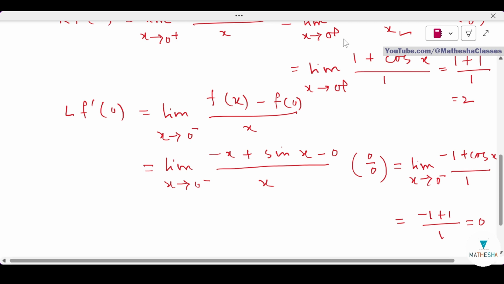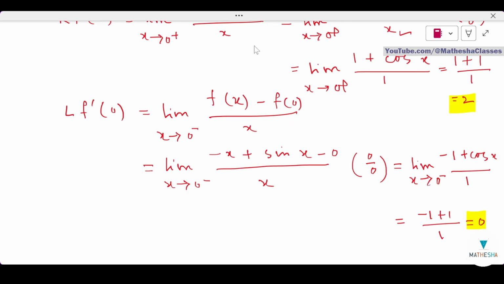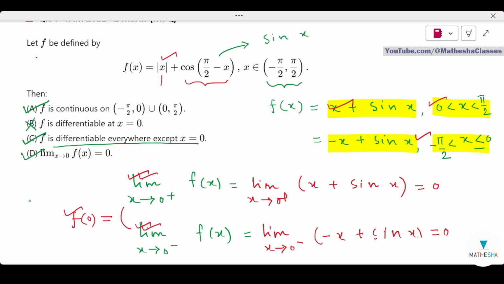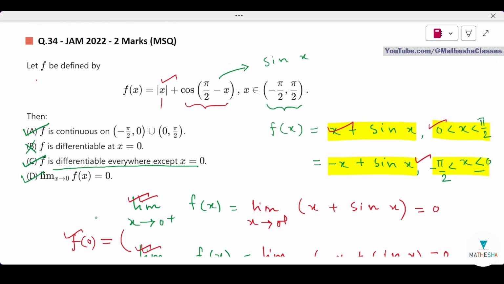So we can see different values of right hand and left hand derivative. So definitely the function is not differentiable at 0. So the statement that the function is differentiable at 0 is wrong. It will be differentiable everywhere except 0. So C is correct. So for this question number 34 of JAM 2022, the correct options are A, C and D.